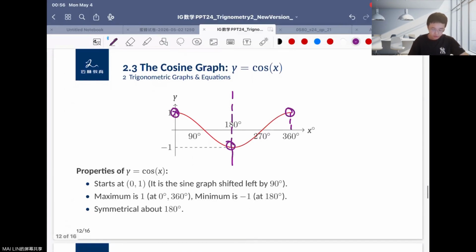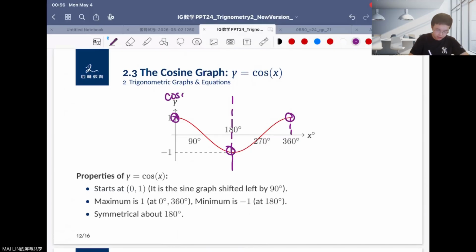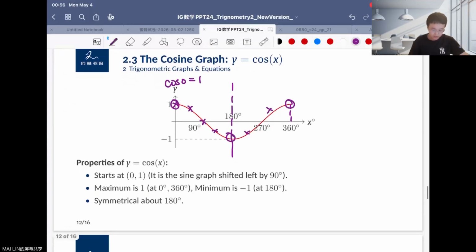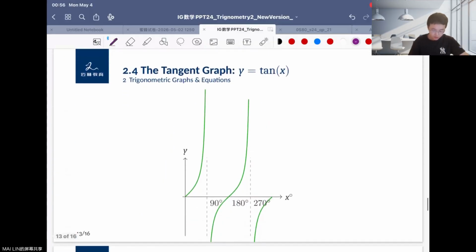You can understand it here because cosine 0 degrees equals 1, and cosine 90 degrees equals 0, and cosine 45 degrees equals square root 2 over 2. So you can put all the values into the cosine function and draw this graph. That is the cosine graph.